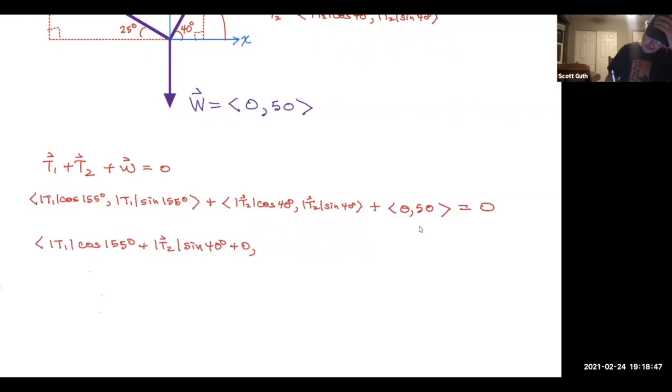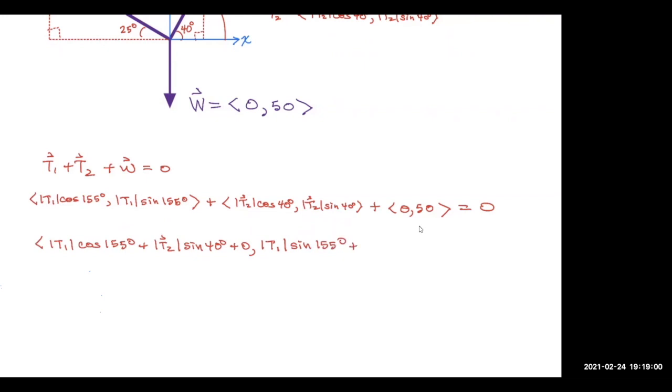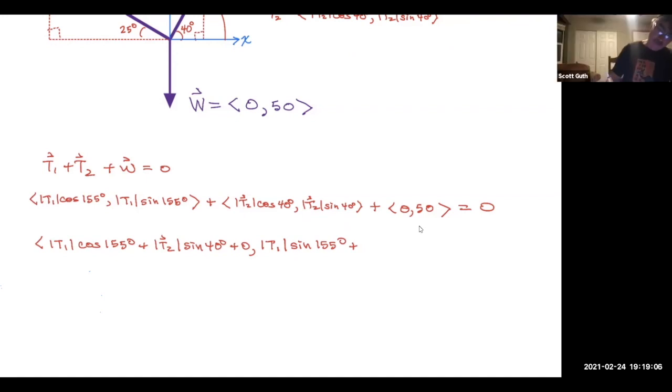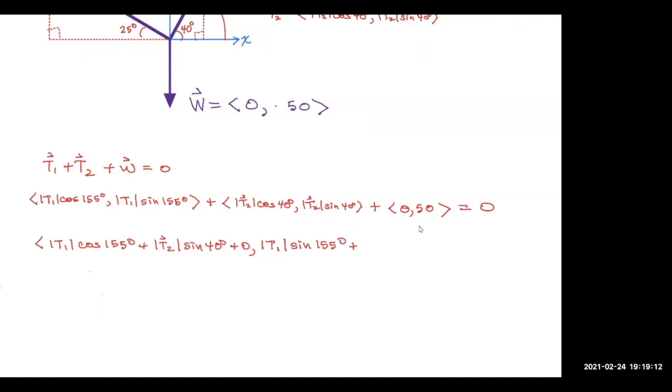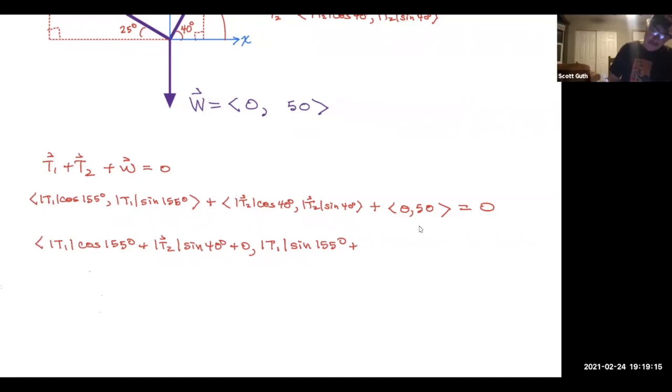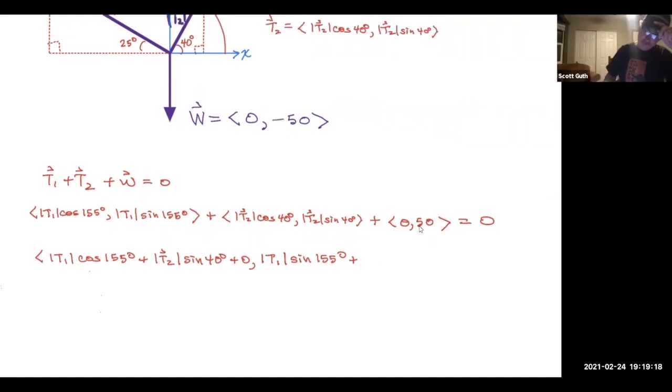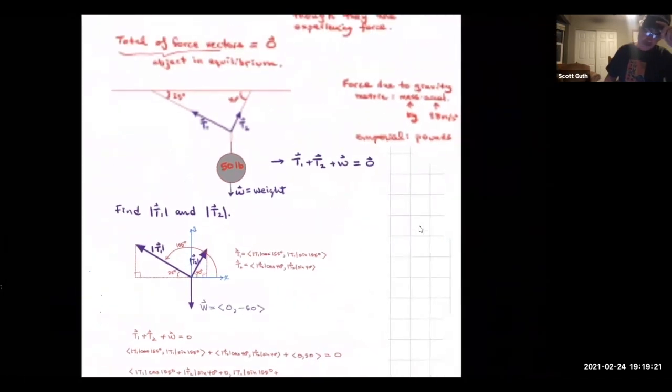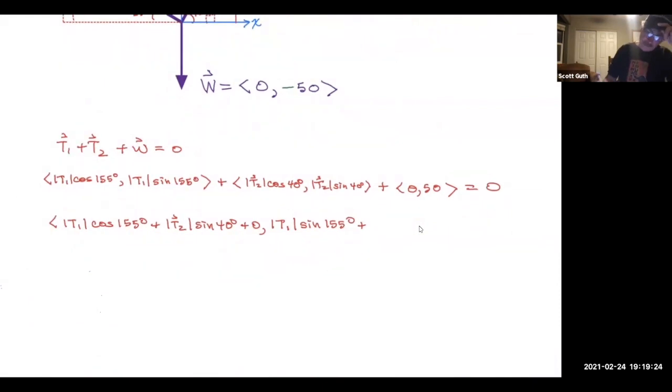And then the Y component's magnitude of T1 sine 155 degrees. Professor? Yeah. Is the 50 for the weight supposed to be positive or should it be negative because it's pointing downwards? It should be negative. Yeah, thank you so much. I'll just put that in green to make it stand out. So thanks for the catch. That vector should be negative 50. I don't think I put it like that anywhere else. So there's a minus sign there, and of course a minus sign down below. I'll put a minus sign there as well.